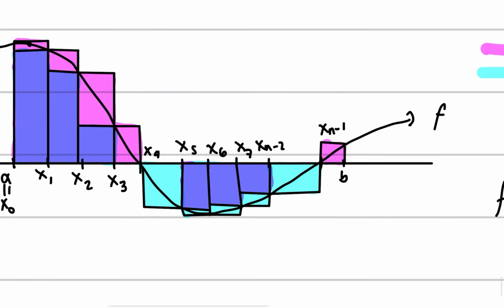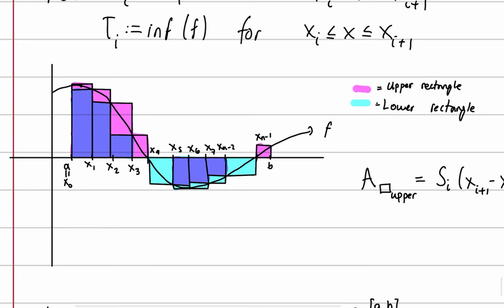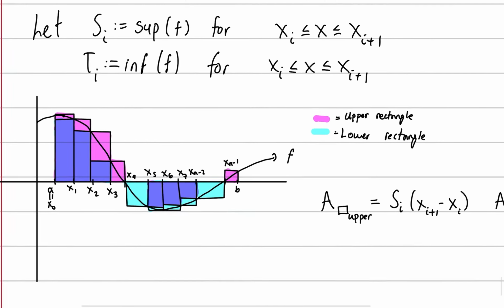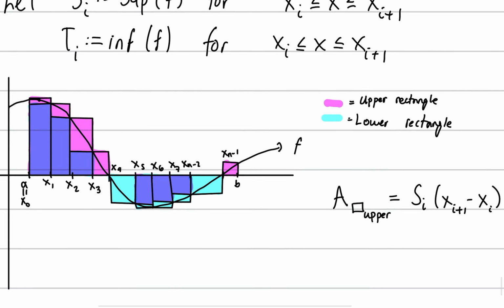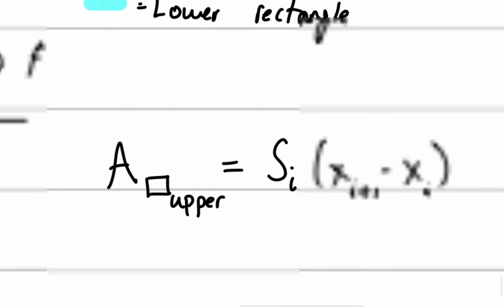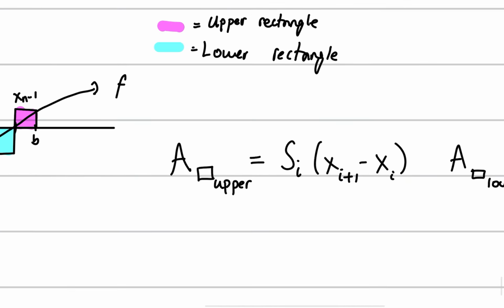But this should give you an idea of the approximations we're doing, right? And we can compute the area of the upper rectangle as S sub i, right? Because that's the height times the width, which is the length of the subinterval, x sub i plus 1 minus x sub i.